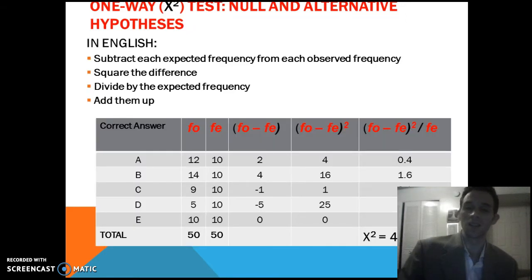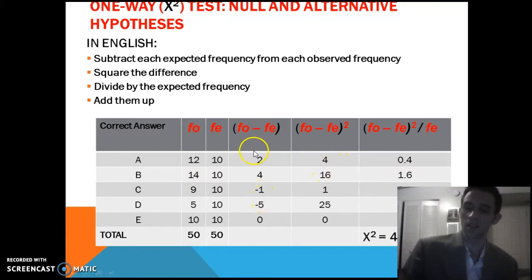Here's what it looks like. You have your correct answers. You have your FO, frequency observed, FE, frequency expected, the frequency of the null hypothesis that everything's the same from one category to the next. So FO minus FE is simply what it sounds like. Take the observed, subtract the expected, and you get 2. Take the observed, subtract the expected, you get 4, and so on.